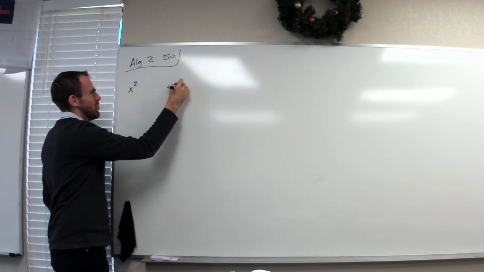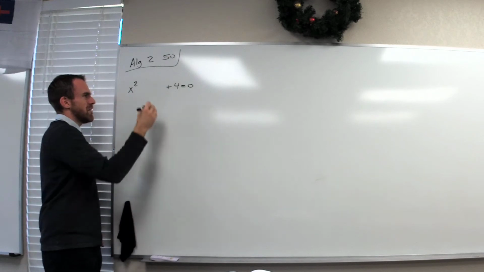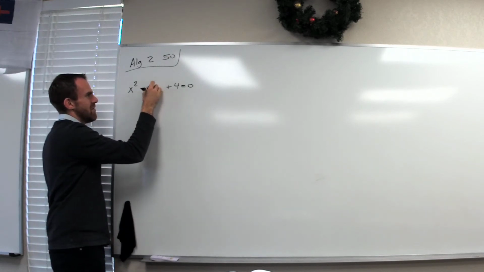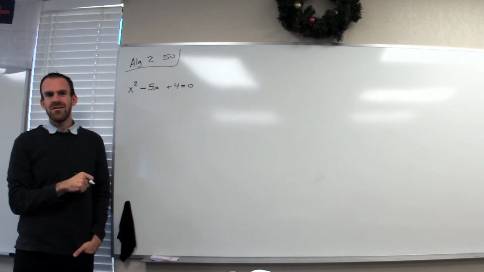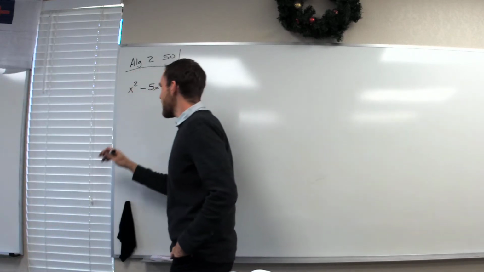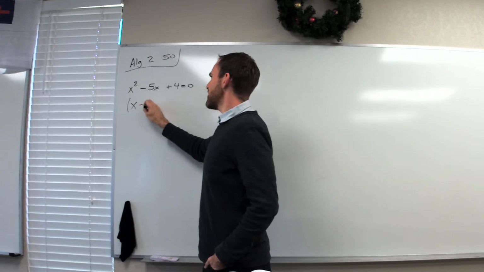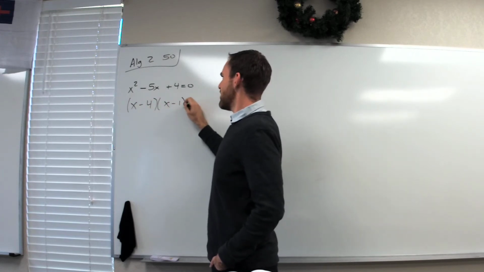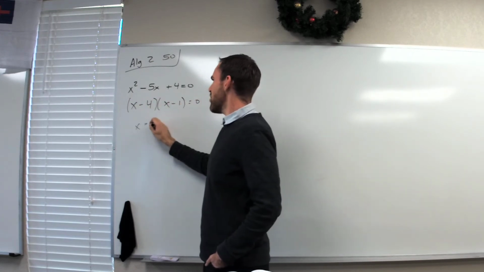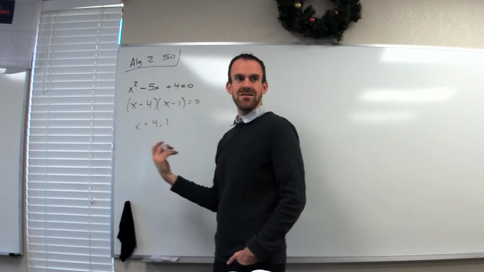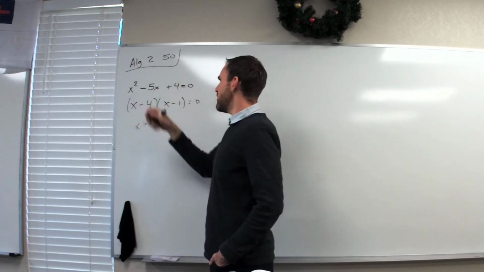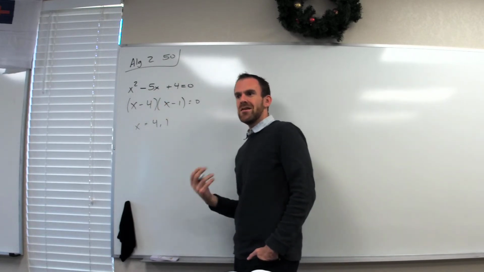Plus 4 equals 0. Minus 5x. Does that work? 4 plus 1 is 5. Okay, so we're going to factor this now. X minus 4, x minus 1 equals 0. And then x equals 4 or 1. If I plug in 4, 16 minus 20 plus 4 is 0. If I plug in 1, 1 minus 5 plus 4 is also 0.